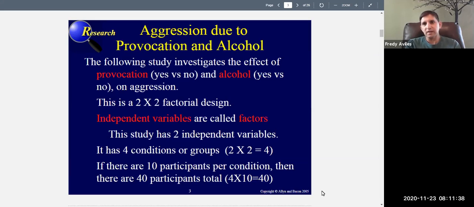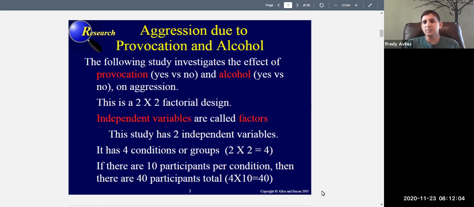You can have yes provocation, no alcohol. You can have no provocation, yes alcohol. You can have no provocation, no alcohol. There are 4 possibilities when you combine provocation and alcohol, and each of them has two levels there, okay? So it's a 2x2 factorial design, okay? 4 conditions, right? 4 conditions or 4 groups that you need to analyze.